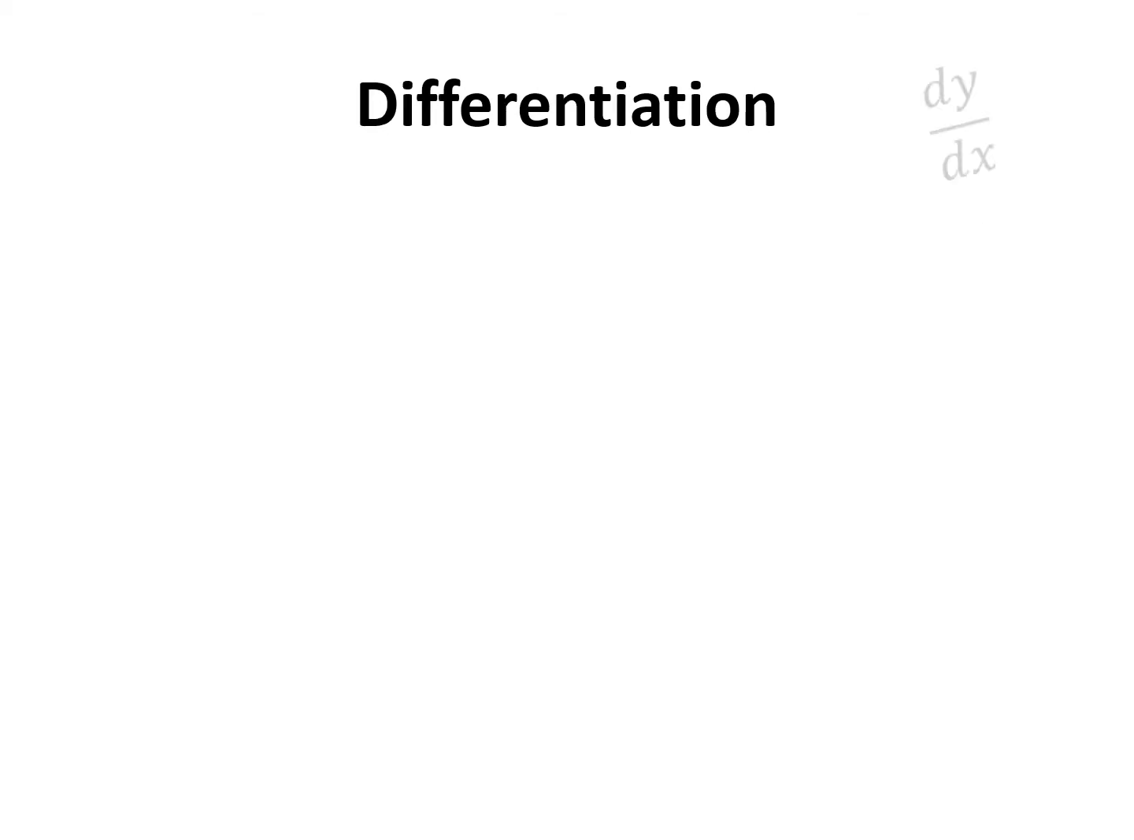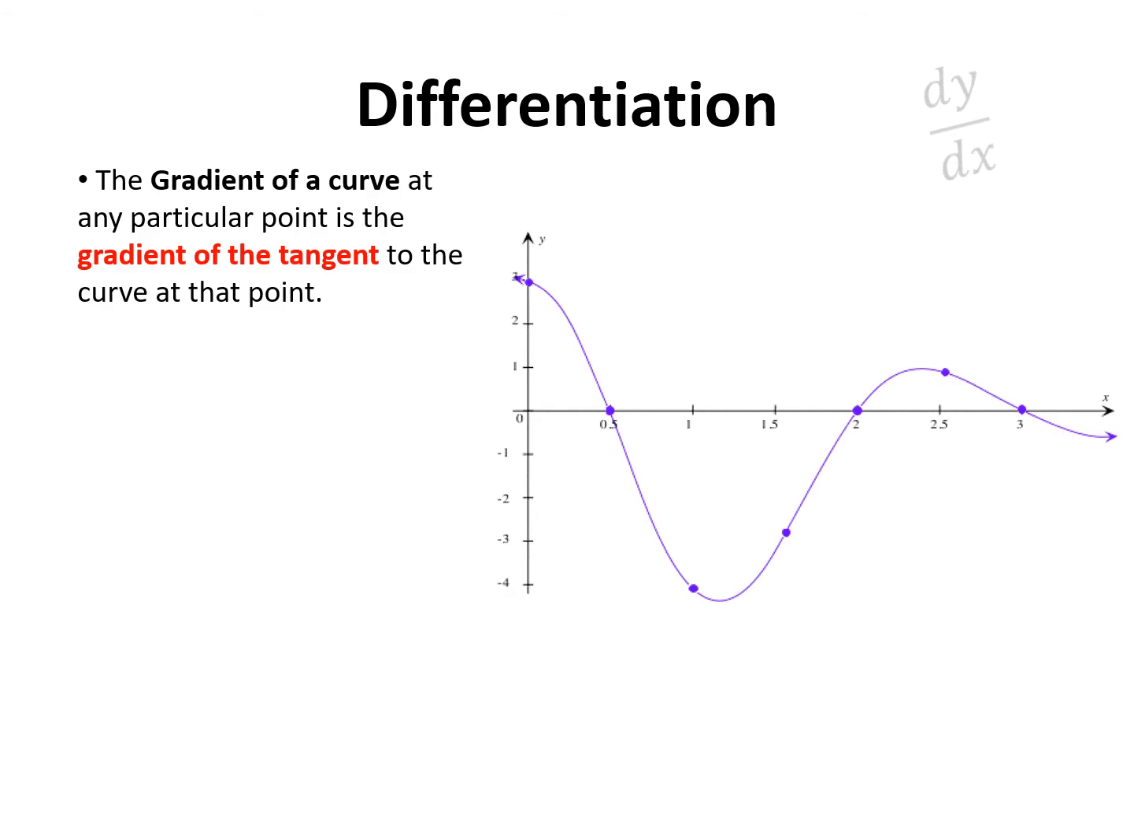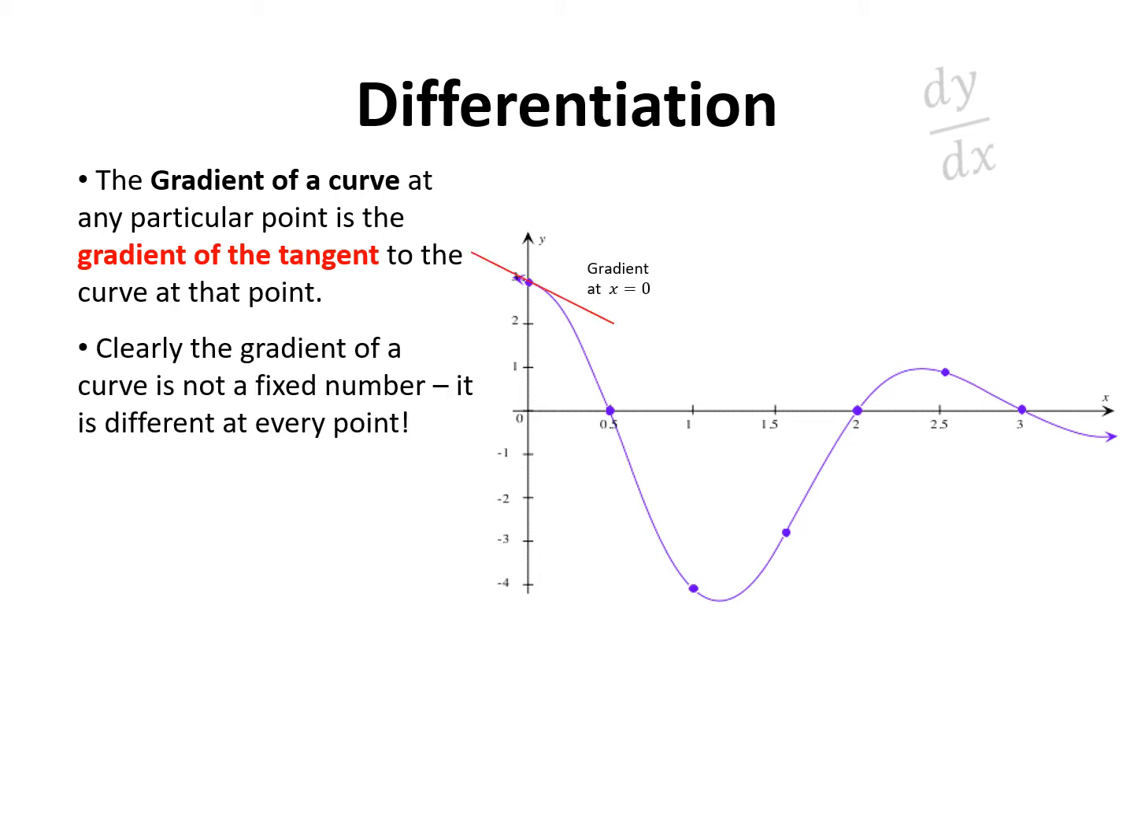So how do we find the gradient of a curved line? Well, here's an example of a curved line, and you can see I've put a few blobs on it. It goes up and down. It's a wiggly line. What is its gradient? Well, its gradient is changing. Its gradient is different at every point. Now, how do you define its gradient? Well, the gradient of a curve at any point is the gradient of the tangent. So here's a few examples of some tangents at different points, and their gradient is different.